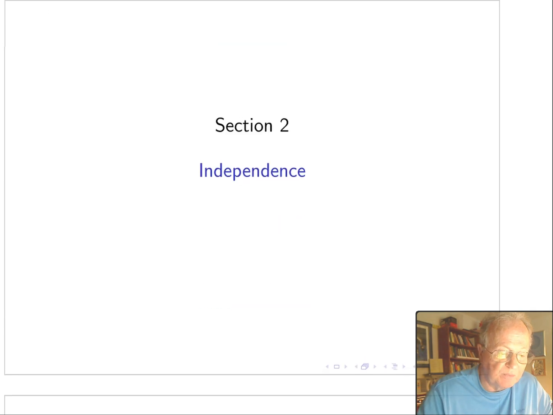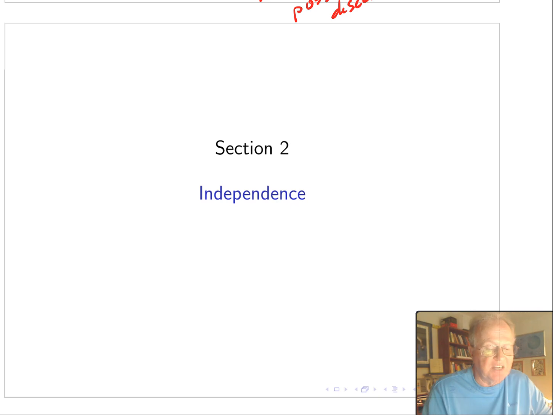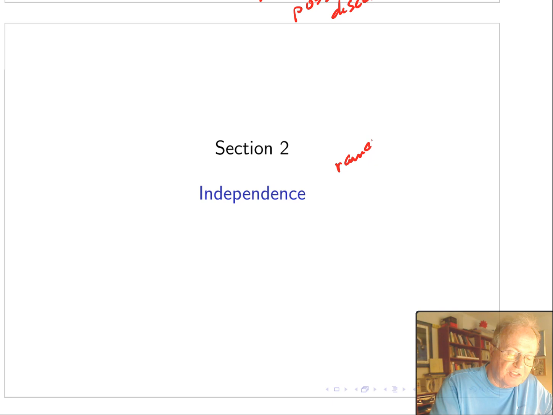Now the other test we can use is a test of independence. Independence talks about random events, not separate samples.